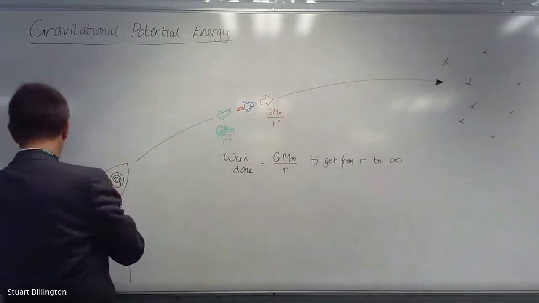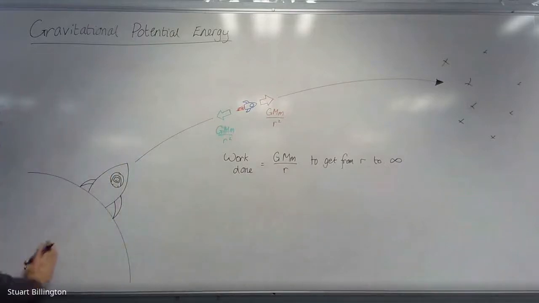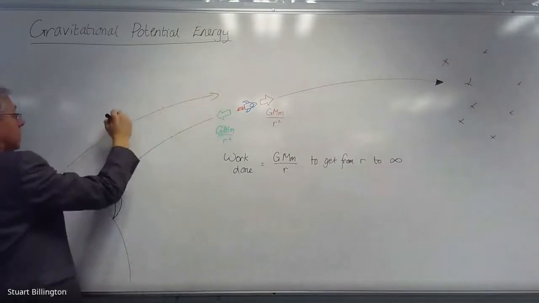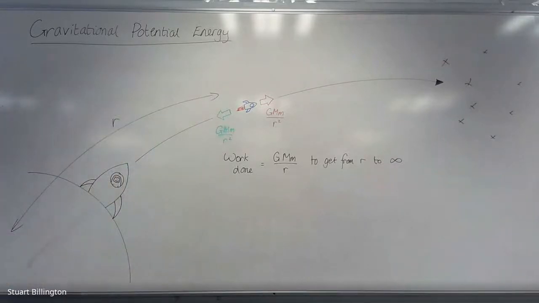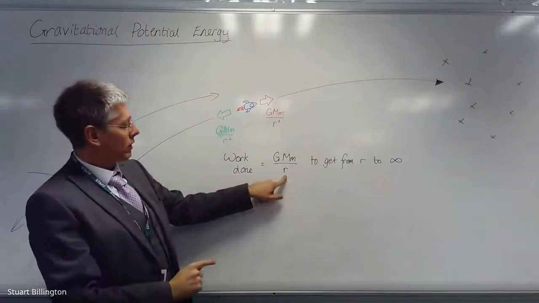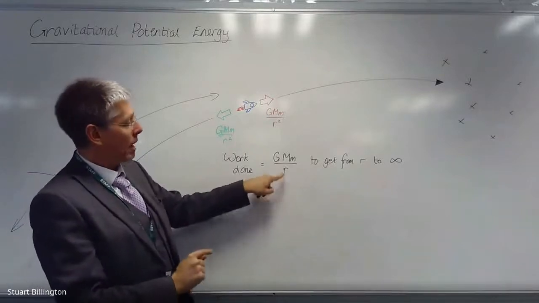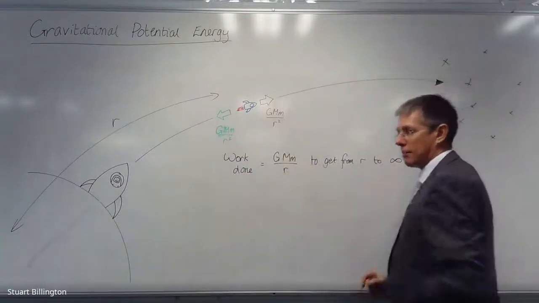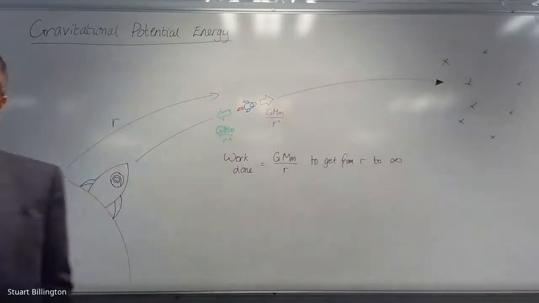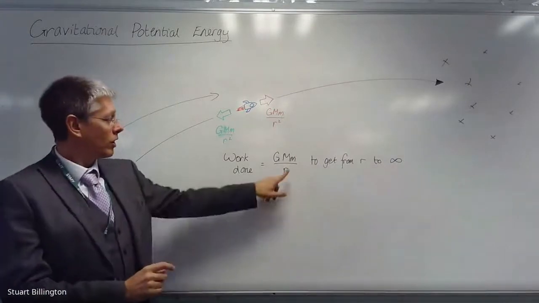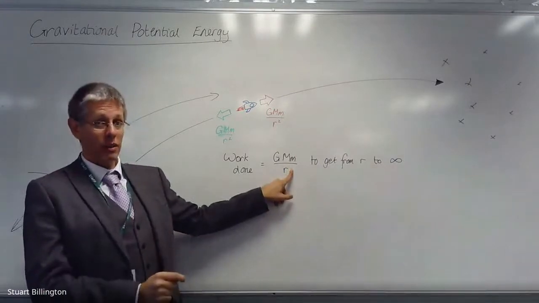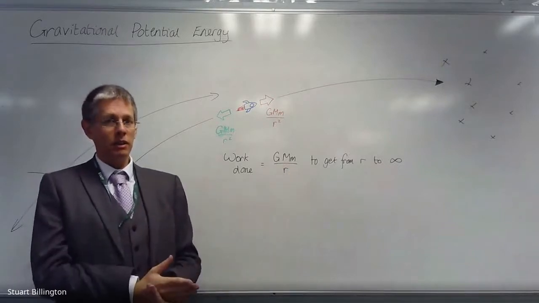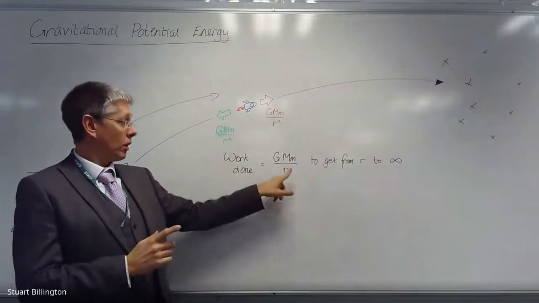So I'm currently, wherever I am, a distance r away from the center of the Earth, and the amount of work done required to get me from that point all the way to infinity is GMm over r. Please, please, please note that we have lost the r squared. So these two formulae are really, really similar, but there's no r squared on this one.